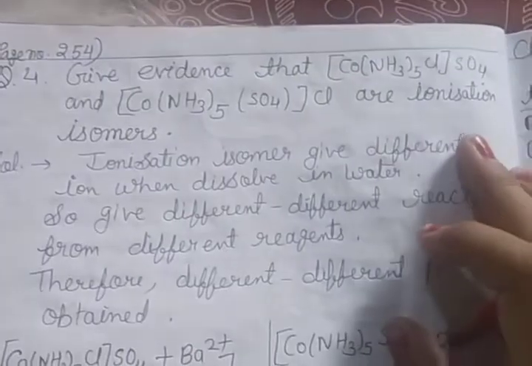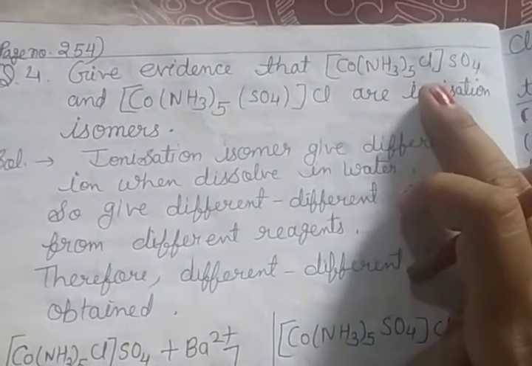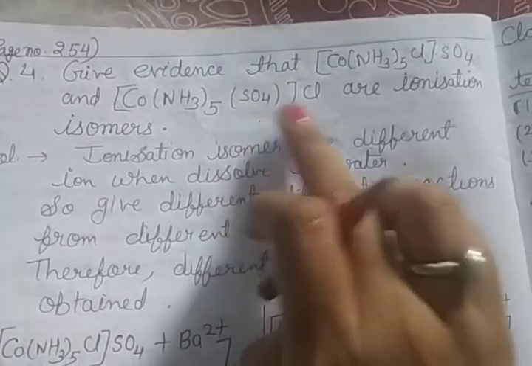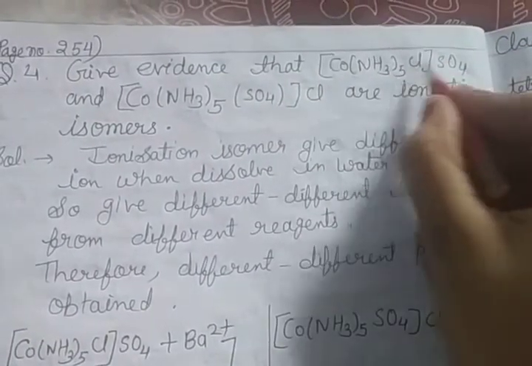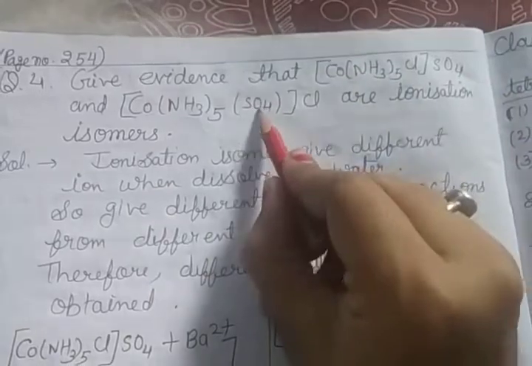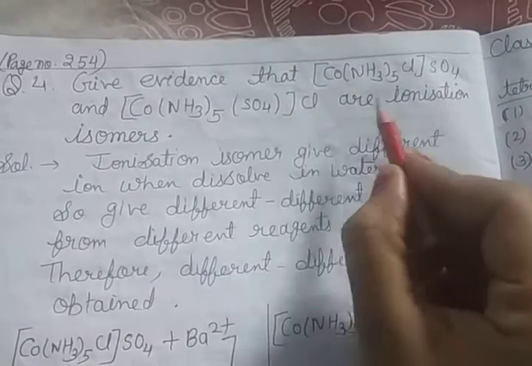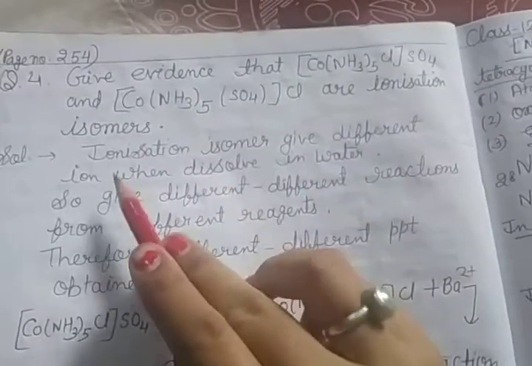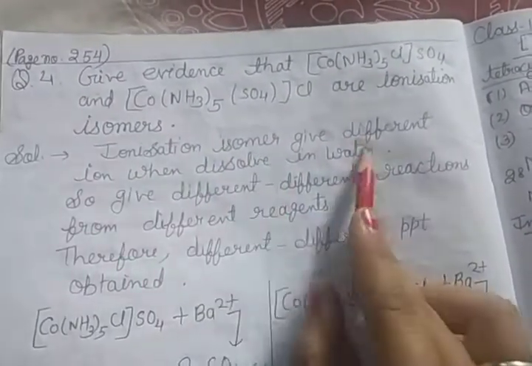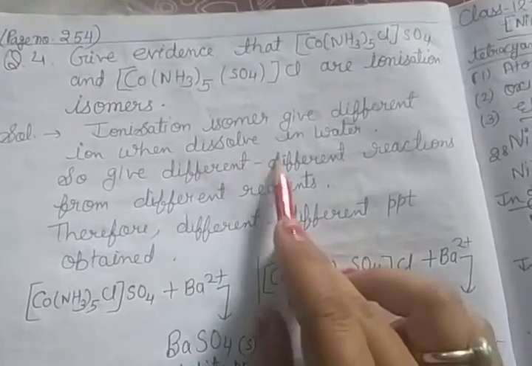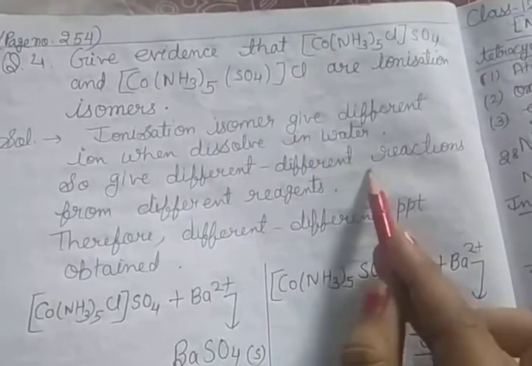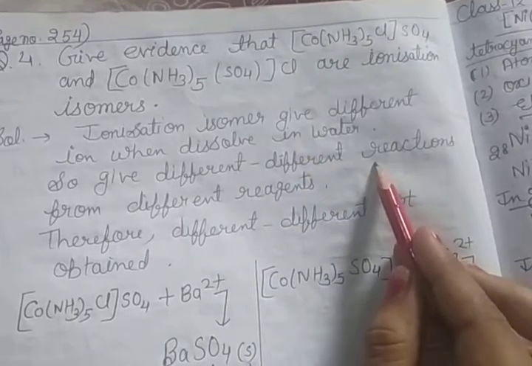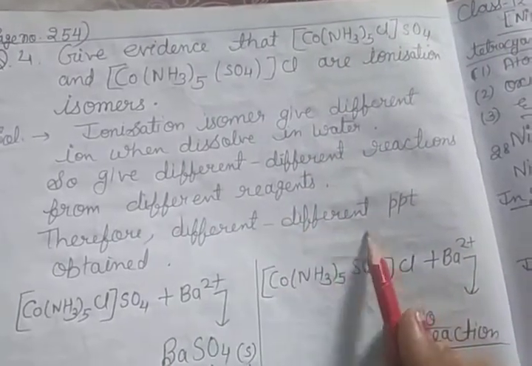Next, give evidence that [Cu(NH3)5Cl]SO4 and [Cu(NH3)5SO4]Cl are ionization isomers. Here you see Cl inside and SO4 outside; here you see SO4 inside and Cl outside. Why are they ionization isomers? Ionization isomers give different ions when dissolved in water, so they give different reactions with different reagents, and different precipitates are obtained.